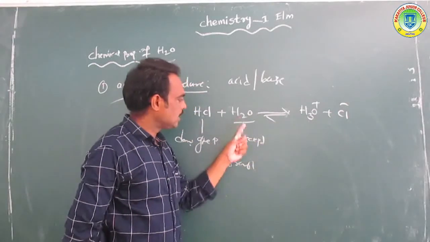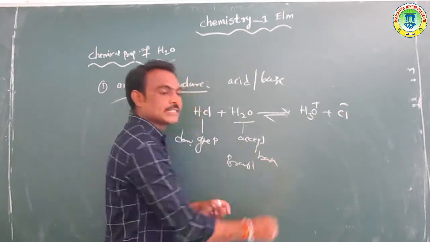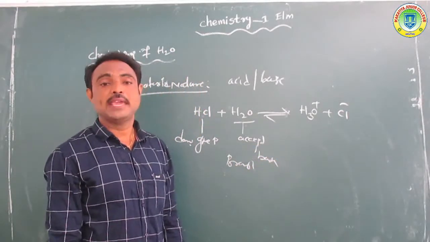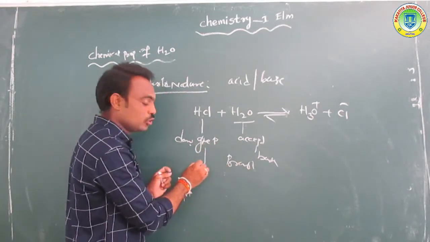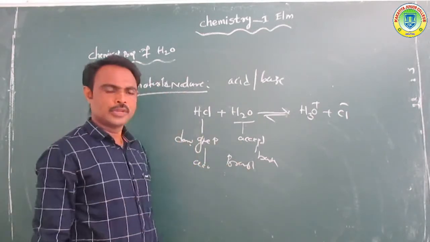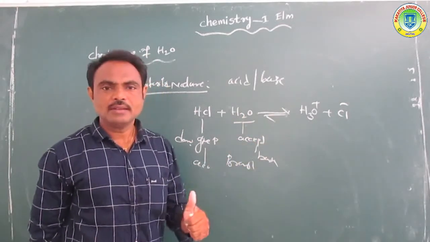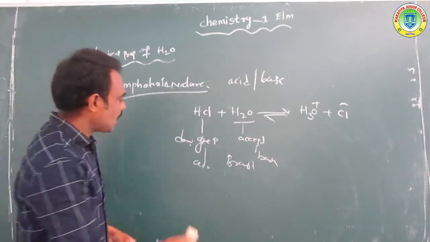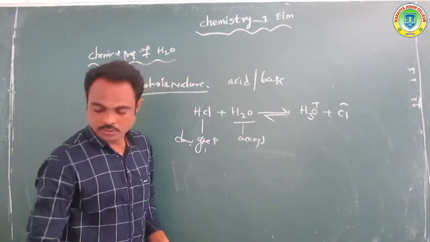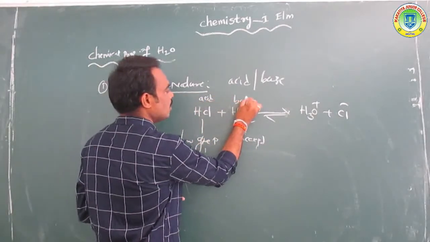Okay, so H2O accepts a proton, it is a Bronsted base, and HCl donates a proton, it is a Bronsted acid. So in this reaction, the water molecule has which nature? Basic nature. Okay, suppose we take another equation. Listen, this is an acid, this is a base.